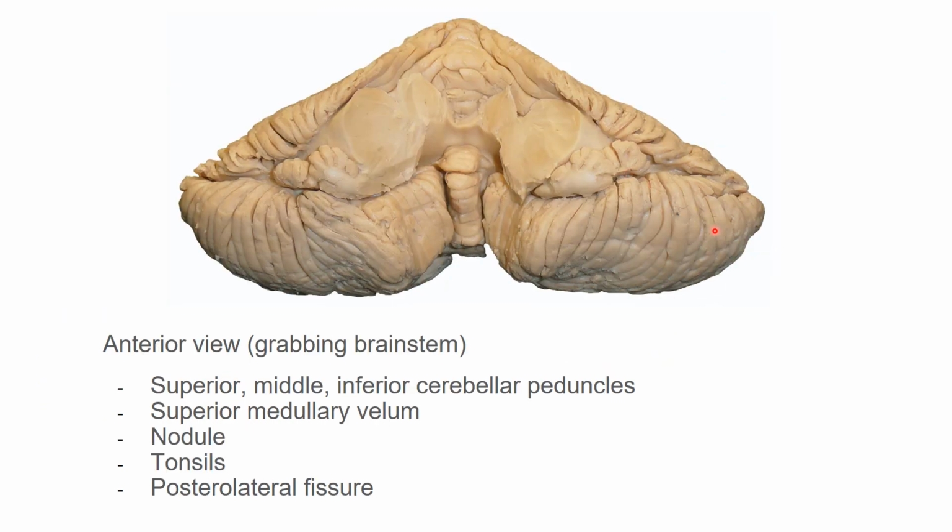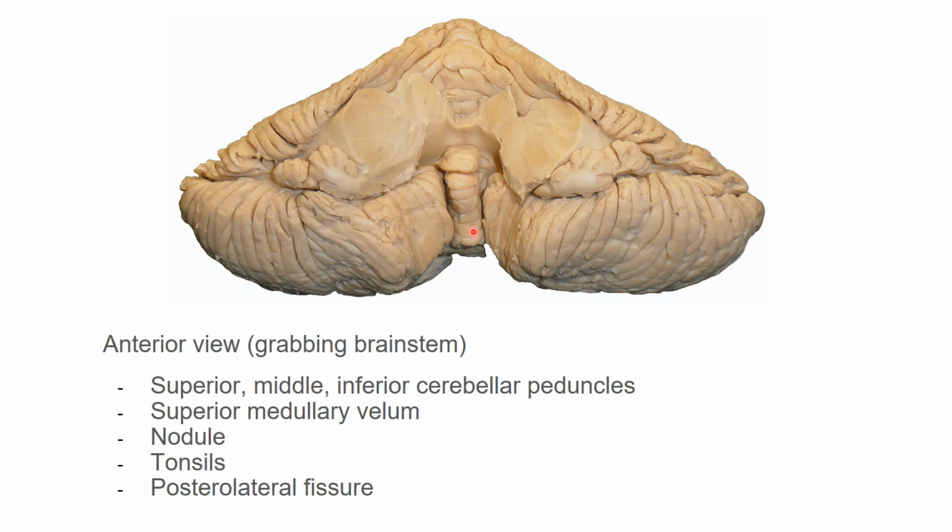Okay, so when we're looking at an anterior view of the cerebellum, there's a couple of different structures that we can see. But first, I want to point out that we are now looking at the cerebellum after the brainstem has been removed. The brainstem was attached to the cerebellum via these cerebellar peduncles. You had a superior cerebellar peduncle on either side, a middle cerebellar peduncle, and an inferior cerebellar peduncle. And that is what is connecting the cerebellum to the brainstem.